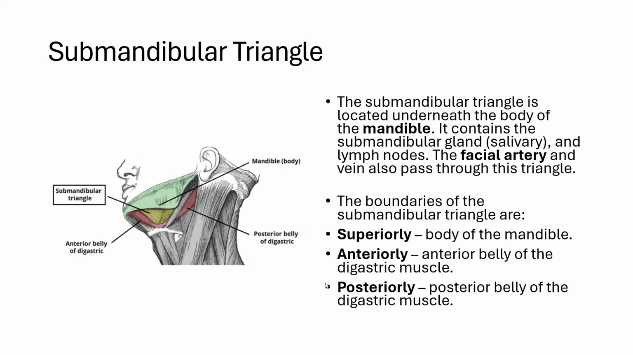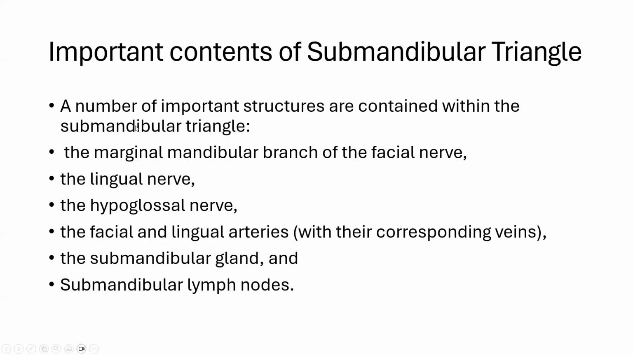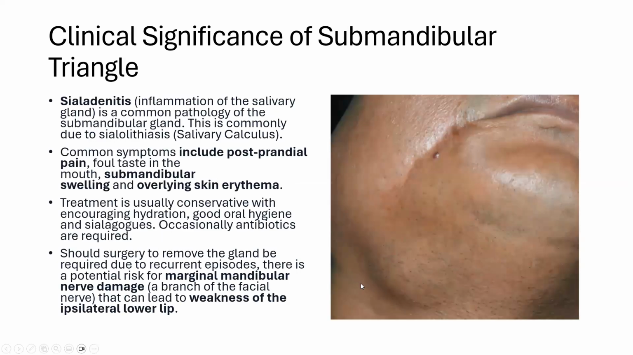Submandibular triangle. Important contents of the submandibular triangle. A number of important structures are contained within the submandibular triangle: the marginal mandibular branch of the facial nerve, the lingual nerve, the hypoglossal nerve, the facial and lingual arteries with their corresponding veins, the submandibular gland, and the submandibular lymph nodes.